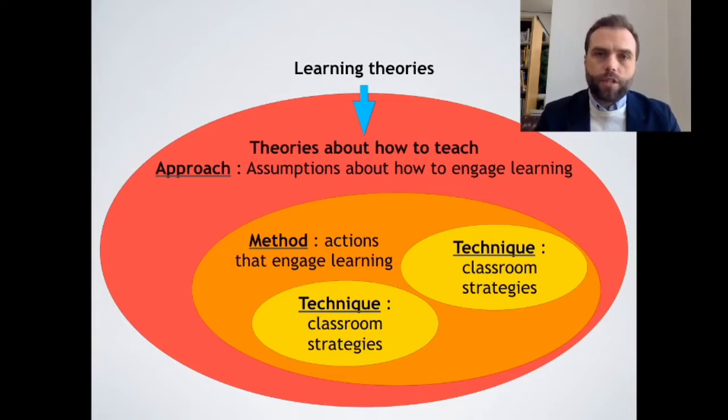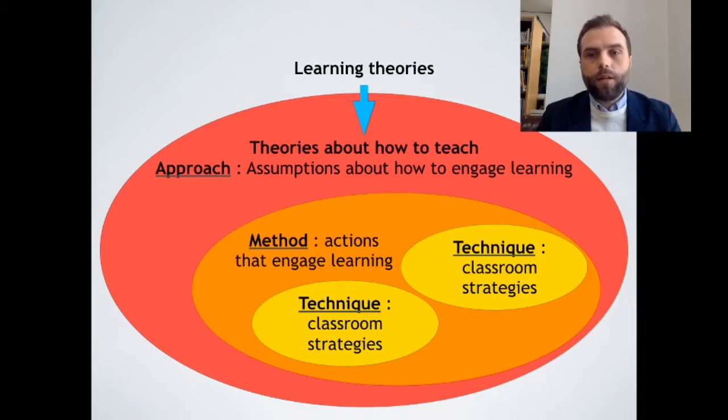So the approach is the overall aspect, you can see in the large red circle. Then within that you have the orange circle. This is the method. The method is the actions that engage learning. So the approach is the concept, the idea. The method is the action. The method comes from the approach. Different approaches would have different methods.